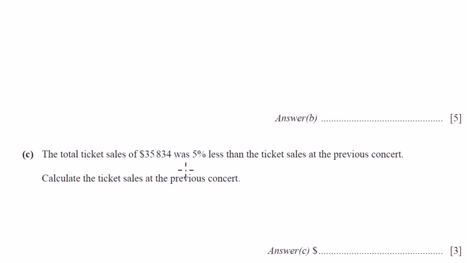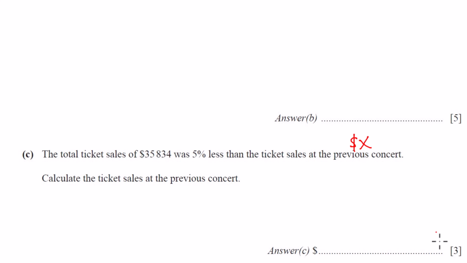All right, moving on to the last and final question under this question number 2. They said the ticket sales of $35,834 was 5% less than the ticket sales at the previous concert. Now find the ticket sales at the previous concert. So for this previous concert, let's imagine that a total of X dollars was made. So we are saying that 35,834 was actually less than this X by 5%.